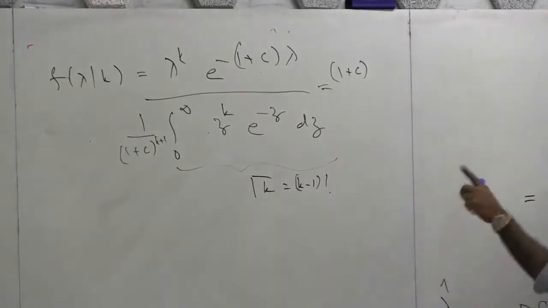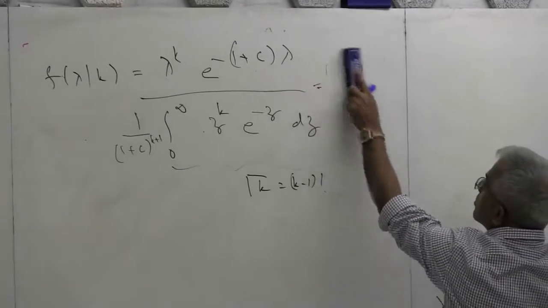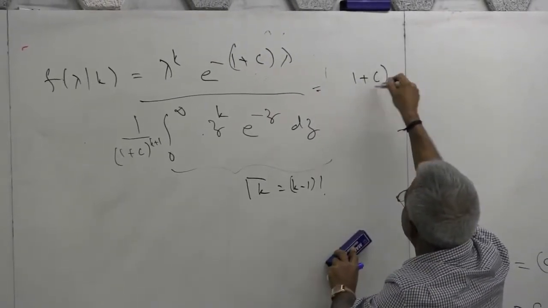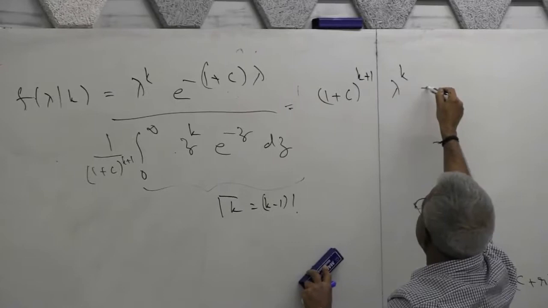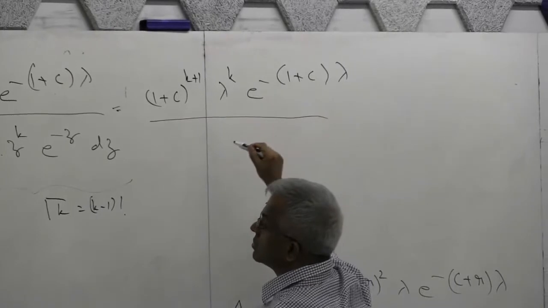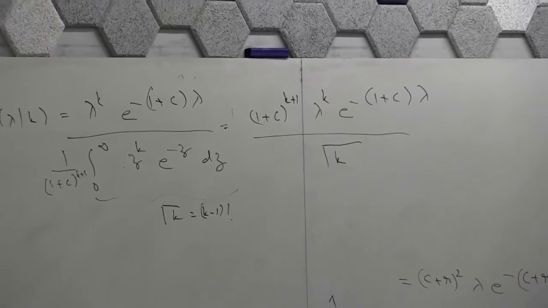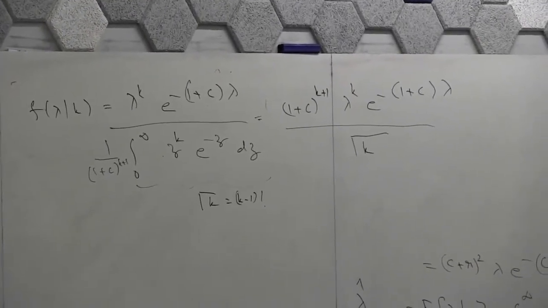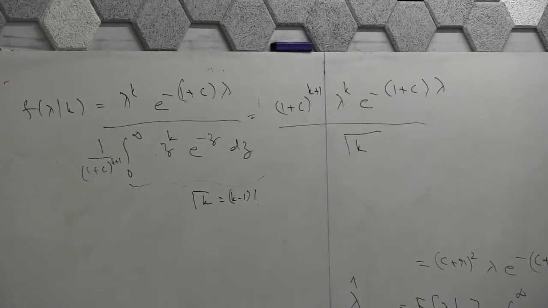this itself seems to have its own life. This is something you should be doing, but anyway, let's see. So this is 1 plus c to the power k plus 1, then lambda to the k, e raised to minus 1 plus c lambda, over gamma k plus 1. So I think this is a gamma distribution, what you are seeing there. Anybody? Do you see this as gamma? All right, so that's gamma.